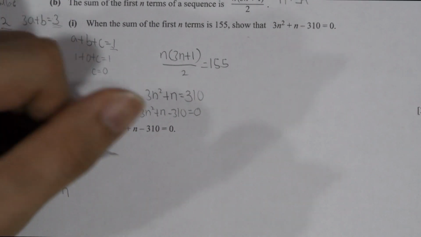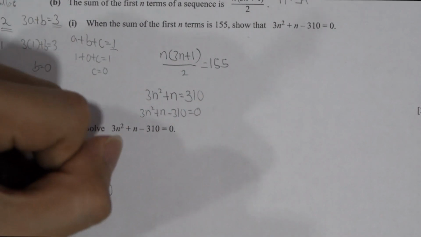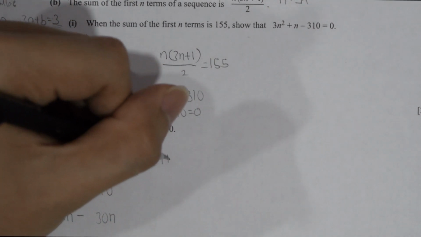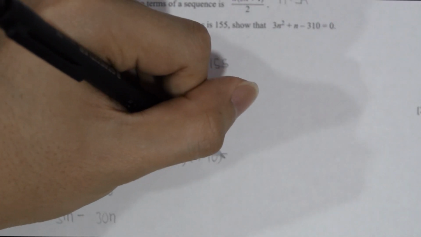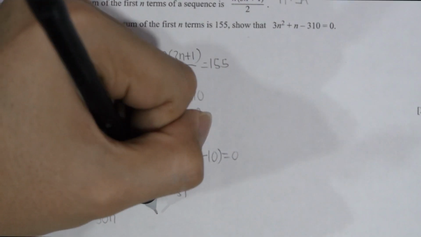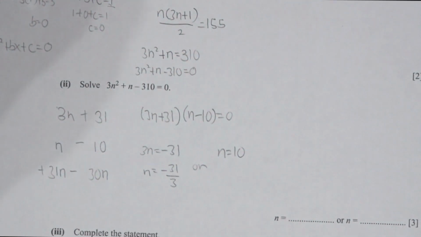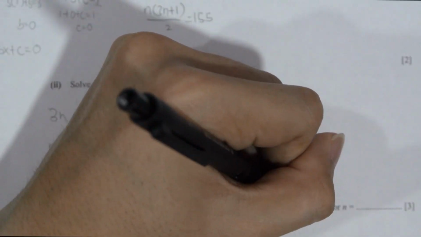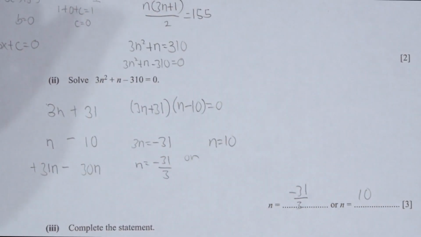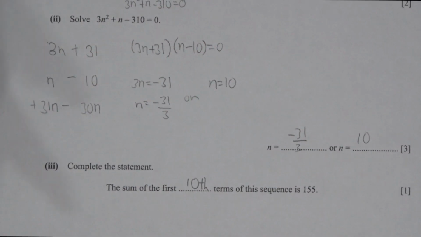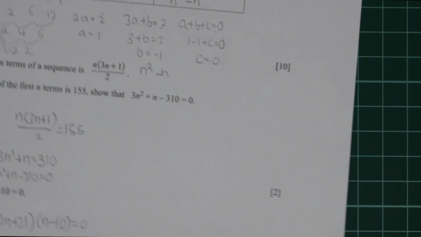So the next thing, you will be factorizing it. 3n times n, you get 3n squared. 31 times 10, you get 310. For the middle part, they want a positive n, so 31 will be positive and 30n will be negative. So you will get 3n plus 31 times n minus 10. The following part is the sum of the first unknown terms of this sequence is 155. Since there's no negative sequence, naturally the answer will be the 10th term.